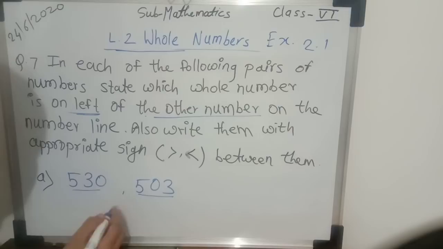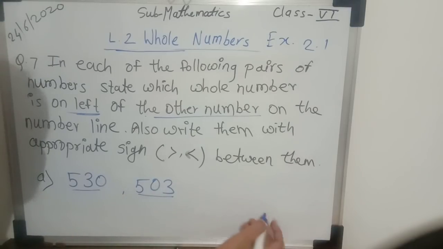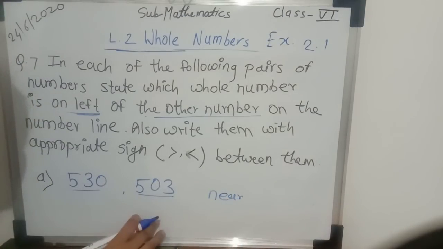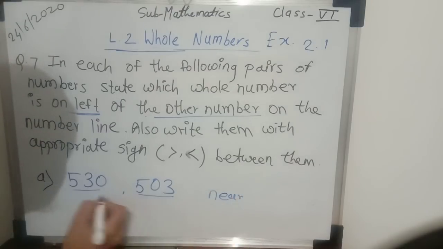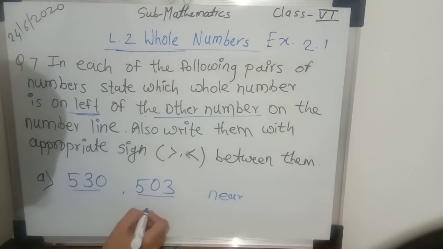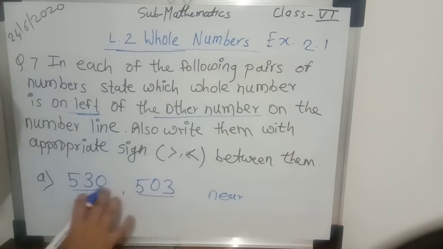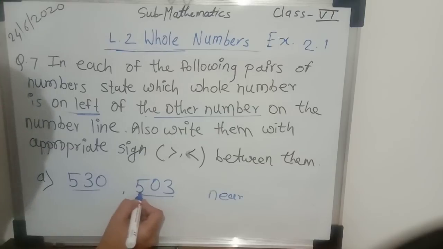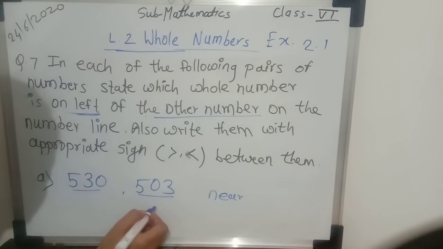So simply we can say, out of these two, which number is more nearer to the zero? This is a simple way to identify. Whichever two numbers they give you, you have to find out which number is more nearer to zero. So we can say that 503 is more nearer to the 0.